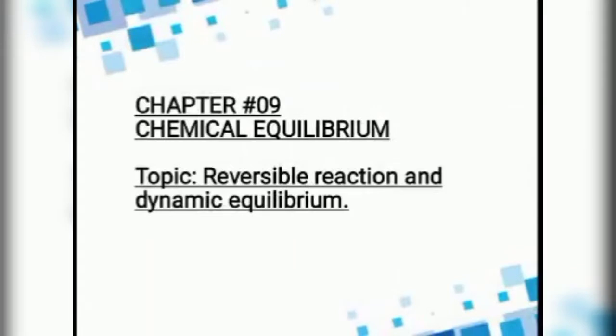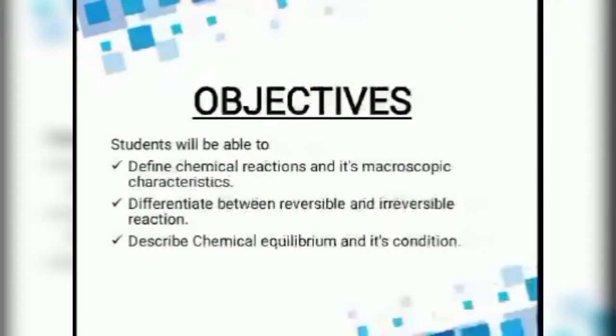We are going to discuss the topic reversible reactions and the dynamic equilibrium from chapter number 9, which is chemical equilibrium. So students, the objective of our class is to define chemical reactions and its type. The second one is to differentiate between reversible and irreversible reaction. And the last one is to describe chemical equilibrium, which is related to reversible reactions.